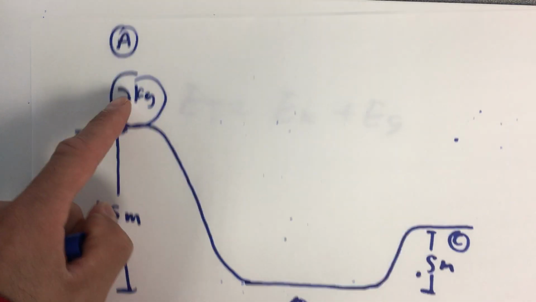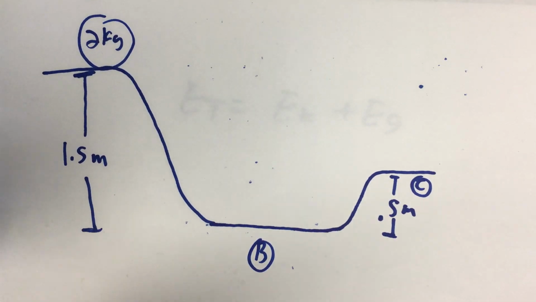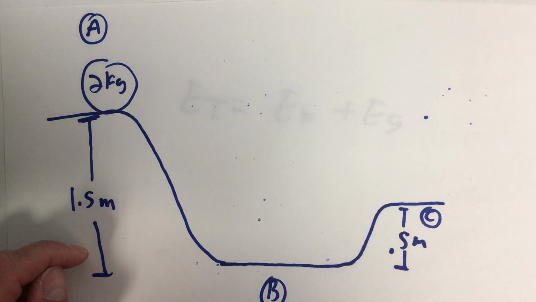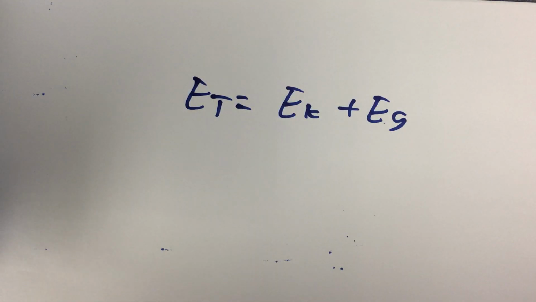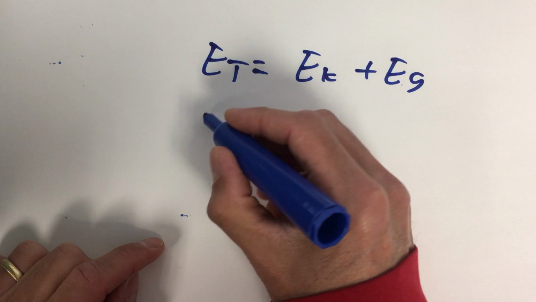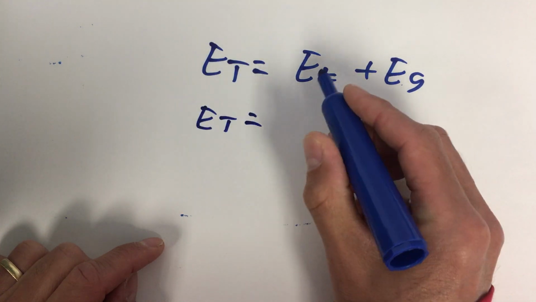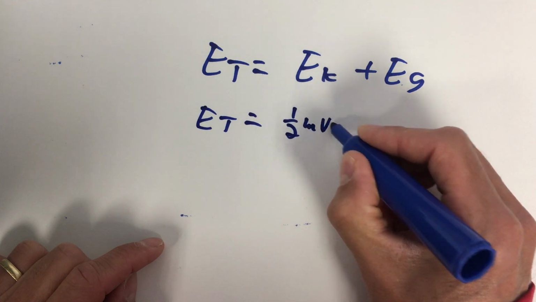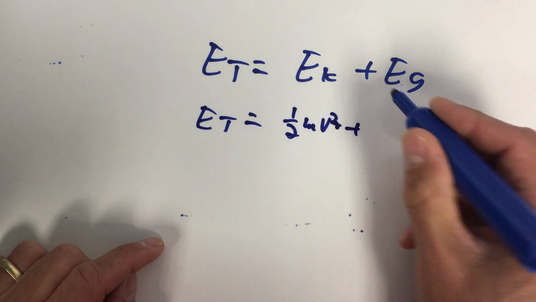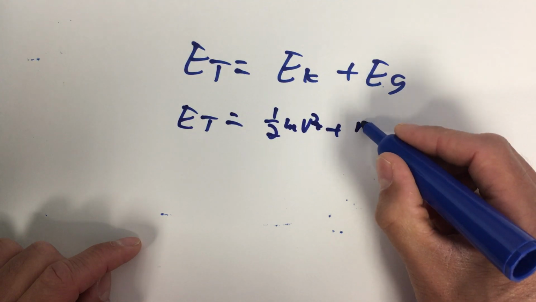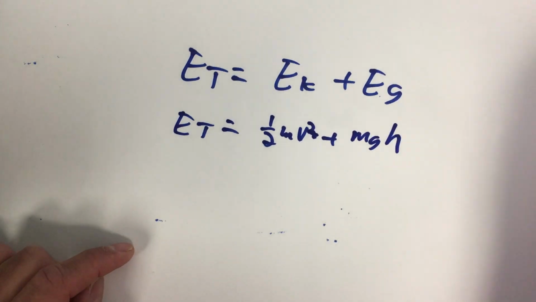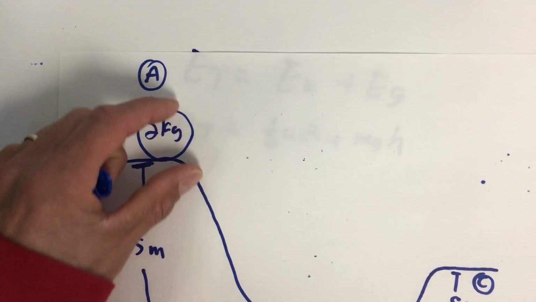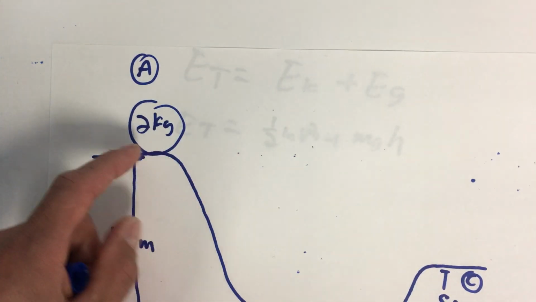So at point A, point B, and point C, we're going to have a consistent amount of energy throughout this problem. We call that the conservation of energy. So the total energy is the kinetic energy, which is half mv squared, plus the gravitational potential energy, which is mgh. However, if we're setting this ball up and letting it roll from the top, the initial velocity is 0.